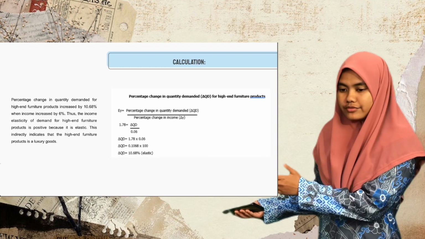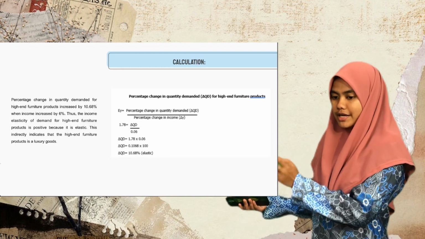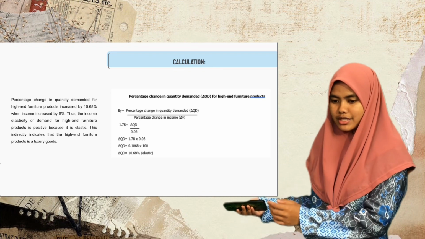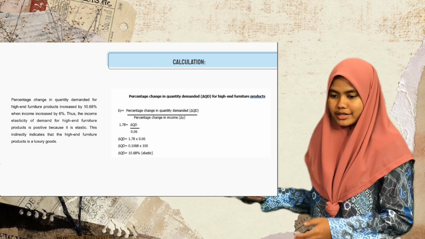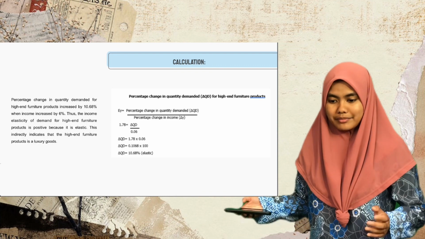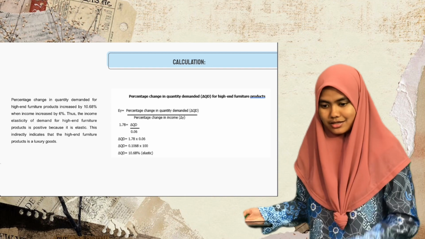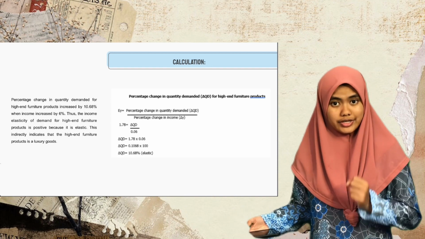So as you can see over here, this is the calculation for percentage change in quantity demanded for the high-end furniture product. As you can see, the quantity demanded for the high-end furniture product increased by 10.68% when income increased by 6%. Thus, the income elasticity of demand for the high-end furniture product is positive because it is elastic. This indirectly indicates that the high-end furniture product is a luxury good.